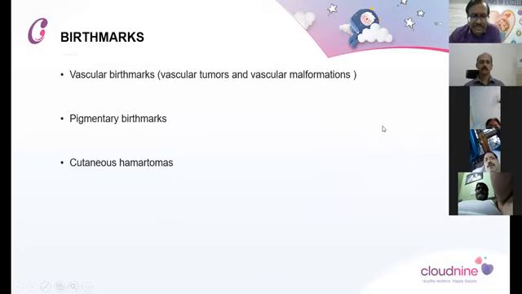Now I will deal with the birthmarks, which is the most common lesion. One is the vascular birthmark, that is vascular tumors and vascular malformations. I want everybody to get the difference between what is a vascular tumor and what is a vascular malformation, and pigmentary birthmarks and cutaneous hematoma.